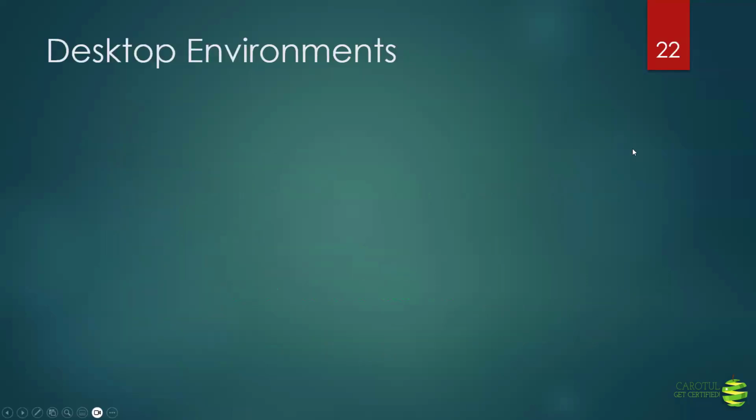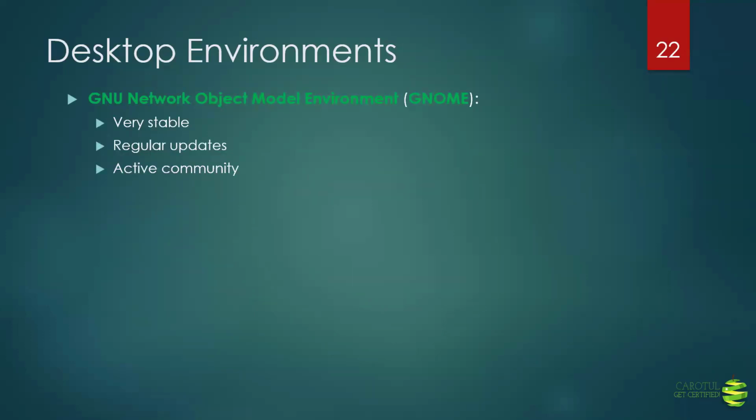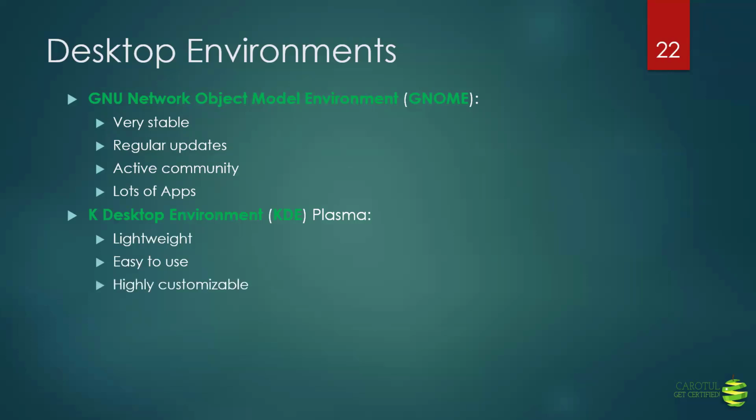Speaking of desktop environments, we have different options like GNOME, which is very stable. It has regular updates, an active community, and lots of apps directly in there. Another option is KDE, or K Desktop Environment, also known as KDE Plasma. If you don't have much RAM, you can decide to go with KDE because it is slightly lightweight compared to GNOME, easy to use, and highly customizable. Although it is lightweight, it has a highly customizable interface and a very active community of users. And because it is lightweight, it is super fast and visually very appealing as well.